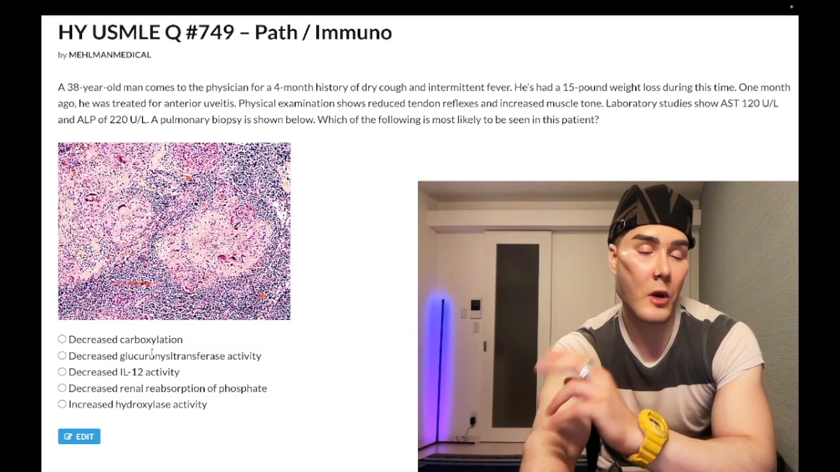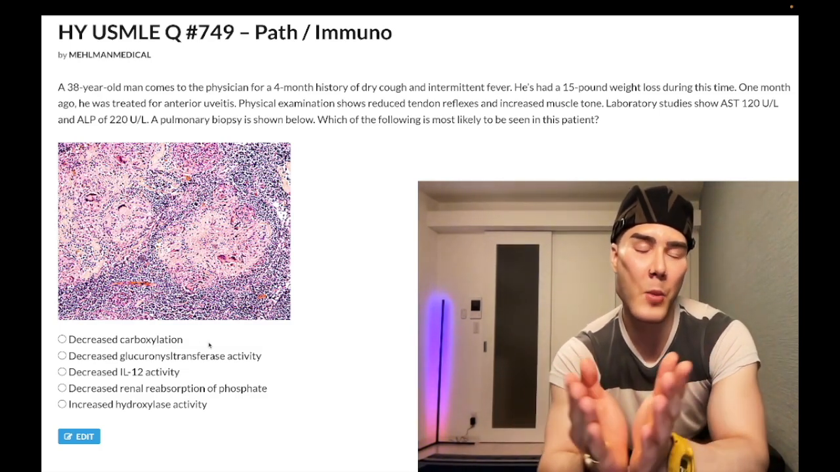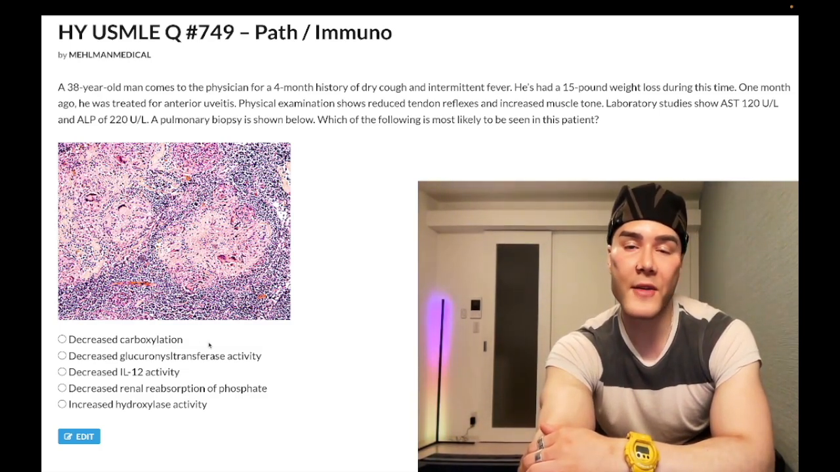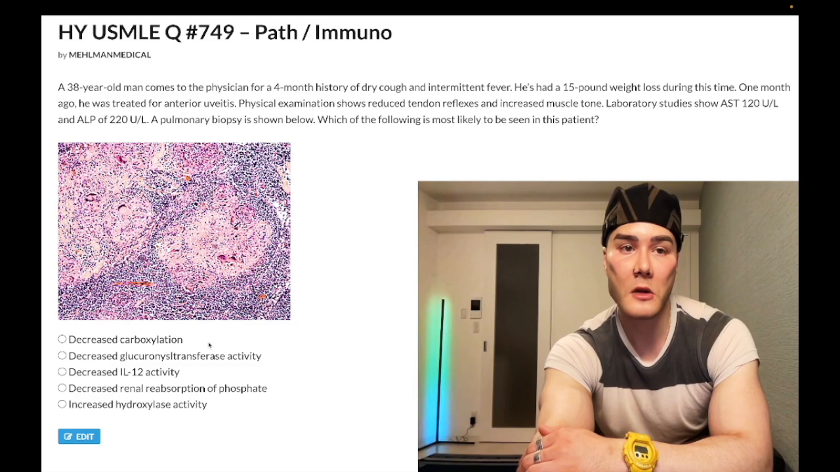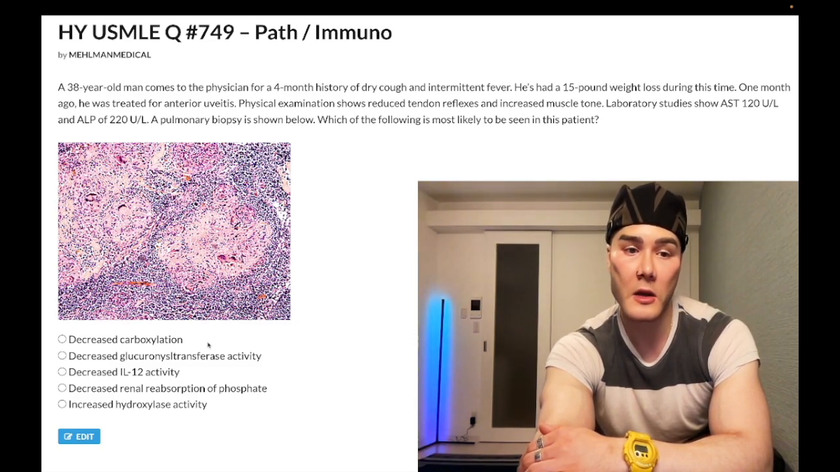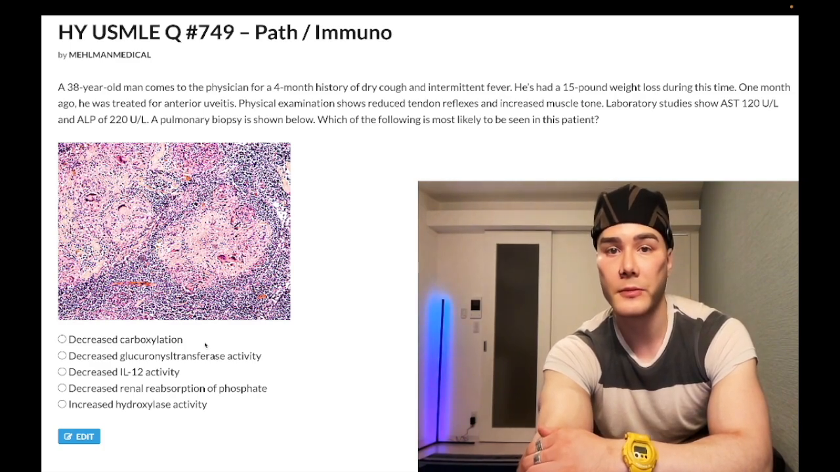And real quick, I mean, pass fail Step 1 now, but B7 biotin is a cofactor for carboxylation enzymes such as pyruvate carboxylase, acetyl-CoA carboxylase, propionyl-CoA carboxylase. As I already said, wrong answer.